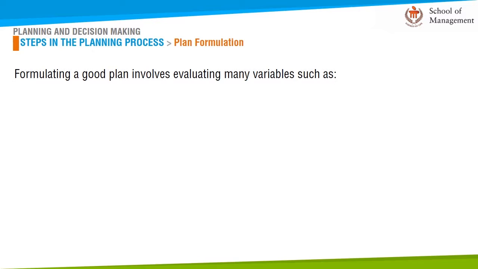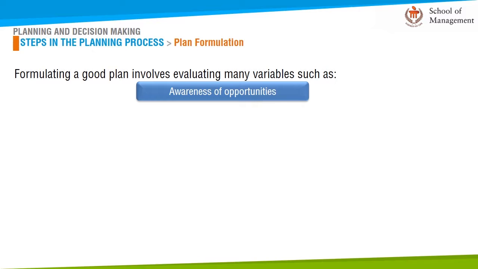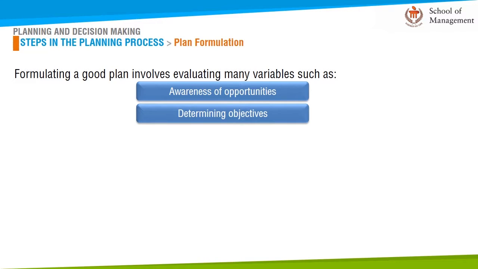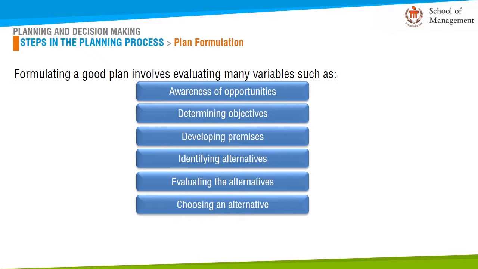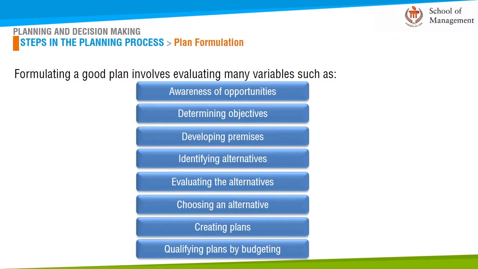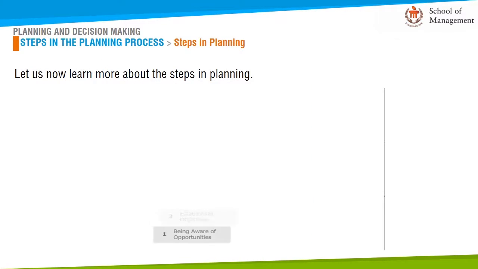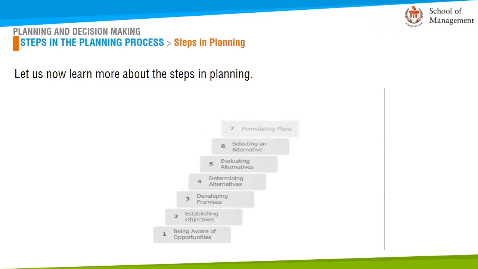Formulating a good plan involves evaluating many variables such as awareness of opportunities, determining objectives, developing premises, identifying alternatives, evaluating the alternatives, choosing an alternative, creating plans, and qualifying plans by budgeting. Let us now learn more about the steps in planning.